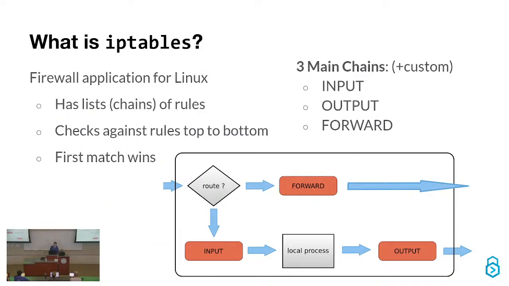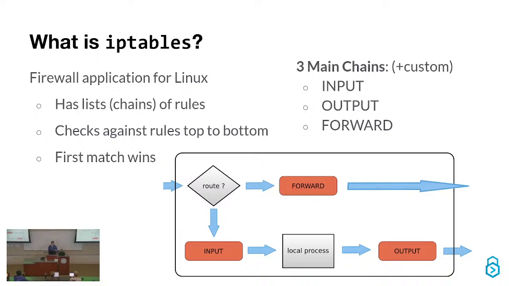So what is iptables? iptables is a firewall application for Linux. It has lists of rules, or chains, checks the rules from top to bottom, and the first match wins. There are three main chains: input, output, and forward. We won't really be talking about forward today. Input and output, hopefully pretty obvious. That's what's coming into your computer and what's going out of your computer. So the input is your ingress and the output is your egress.